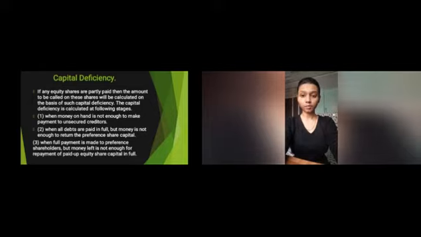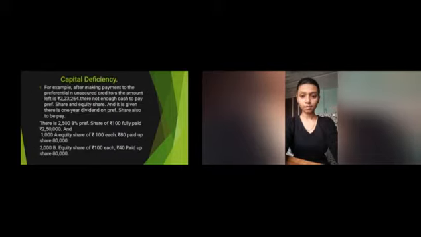First, when money on hand is not enough to make payment to unsecured creditors. Second, when all debts are paid in full but money is not enough to return the preference capital. Third, when full payment is made to preference shareholders but money left is not enough for payment of paid up equity share capital in full.